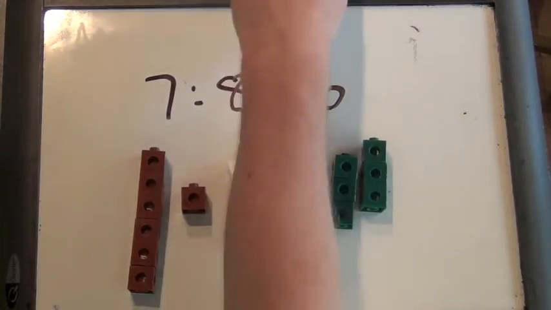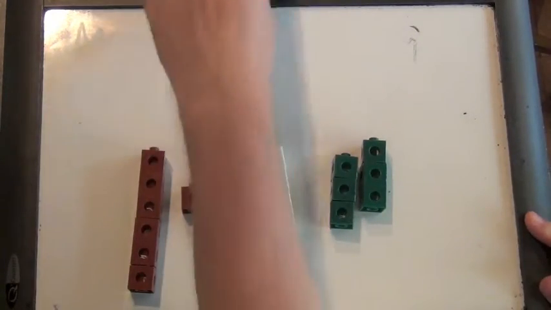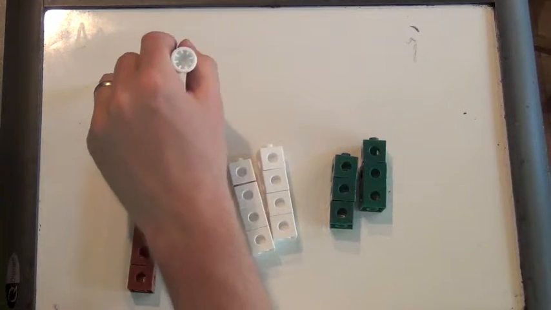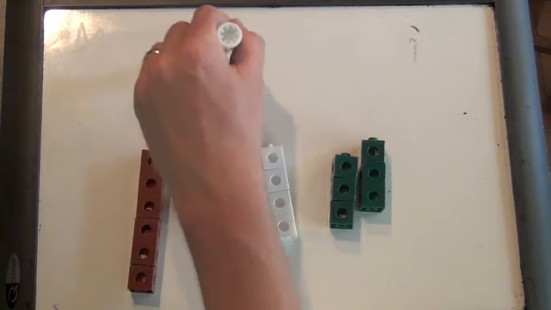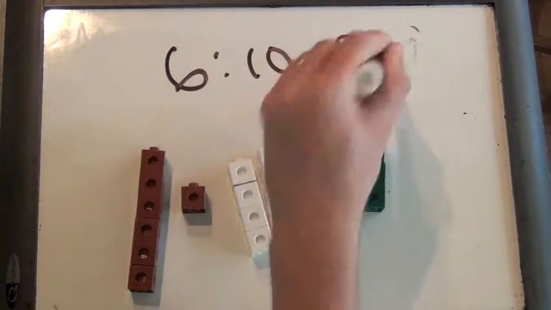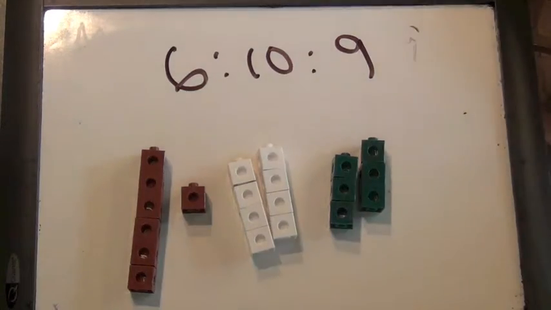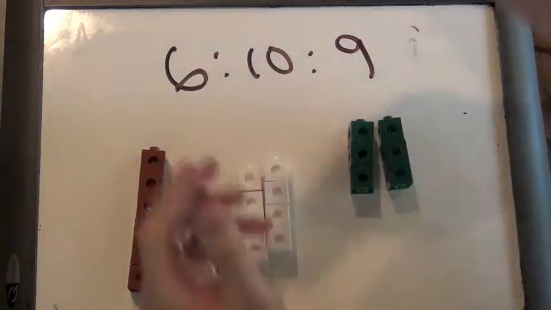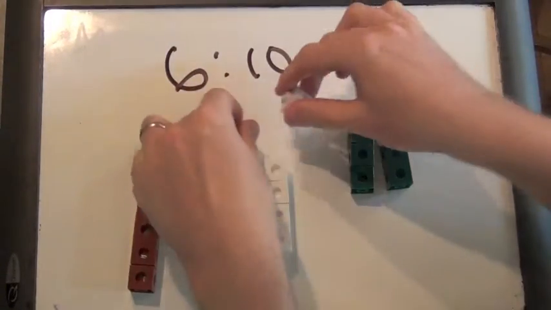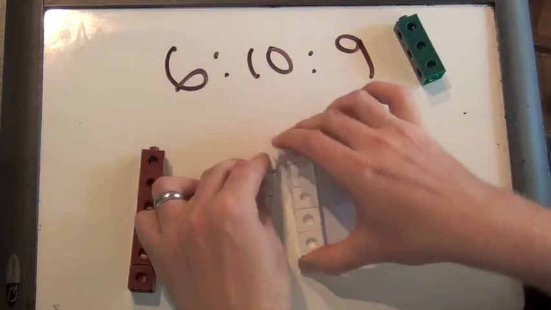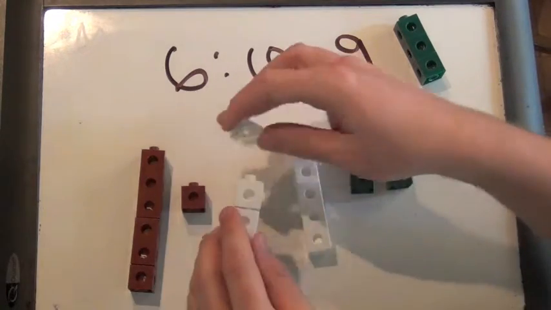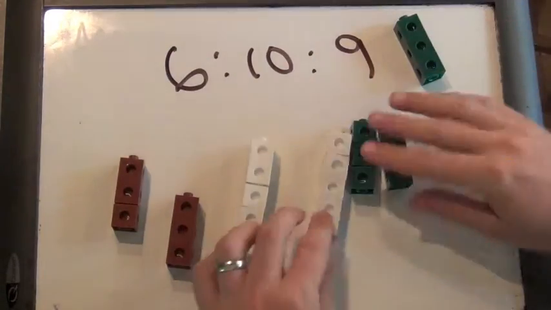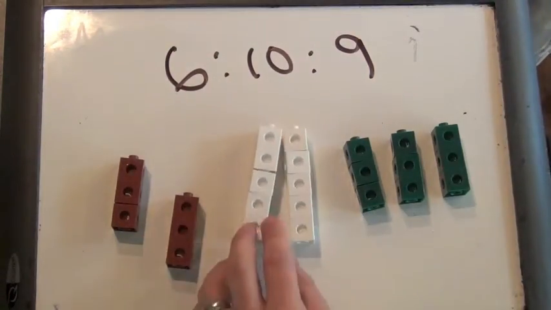Now let's do one that's maybe a little bit more tricky. Maybe the one they did in the book was interesting. 6 to 10 to 9. Cool. Can you get me 3 dark greens? All right, so do we have 6 to 10 to 9 here? All of these can be broken into pieces, so none of them are prime here.